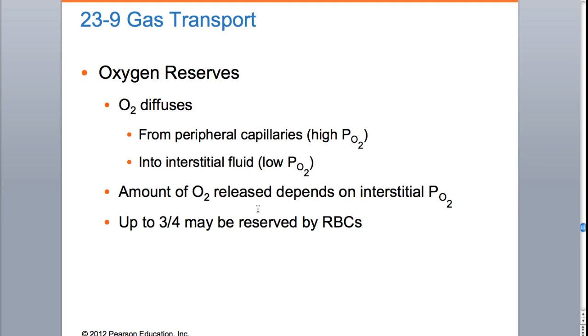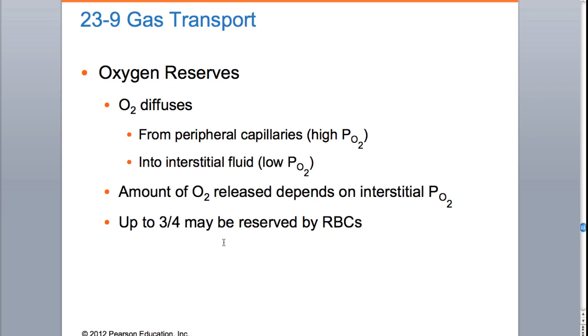Okay. This we've already learned. Oxygen diffuses from peripheral capillaries and into interstitial fluid. This difference right here is why oxygen wants to go into the cell space. I showed you that earlier before. Okay? So I showed you that in picture form. The high in the capillary, low in the interstitial fluid, this is why oxygen wants to come off.